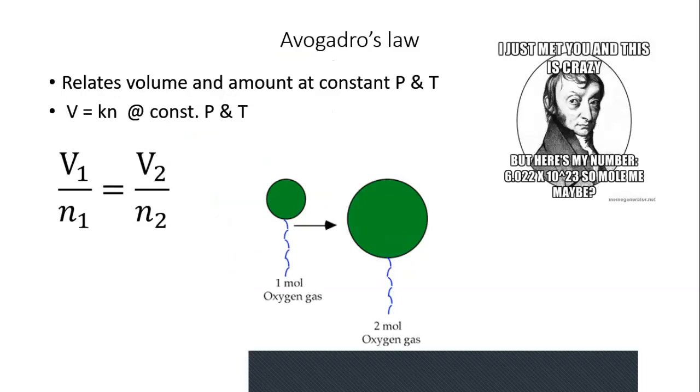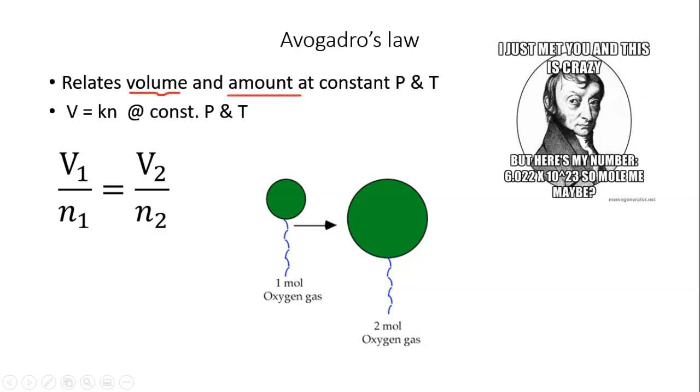Now the last individual gas law we're going to talk about is Avogadro's gas law. And this is the same Avogadro that Avogadro's constant is named after. Avogadro's law relates the volume to the amount at constant pressure and T. So if we know the volume and we're at constant pressure and T, we can look at the relationship between the volume and the amounts.